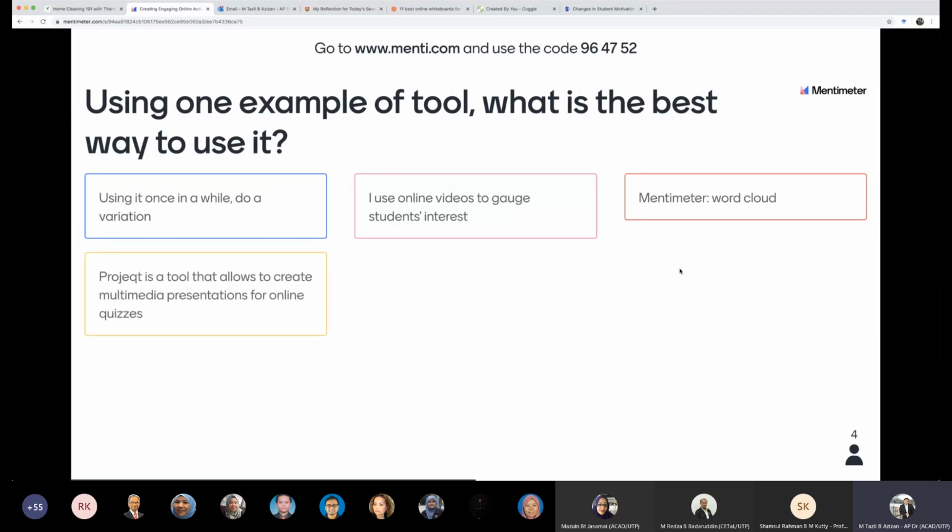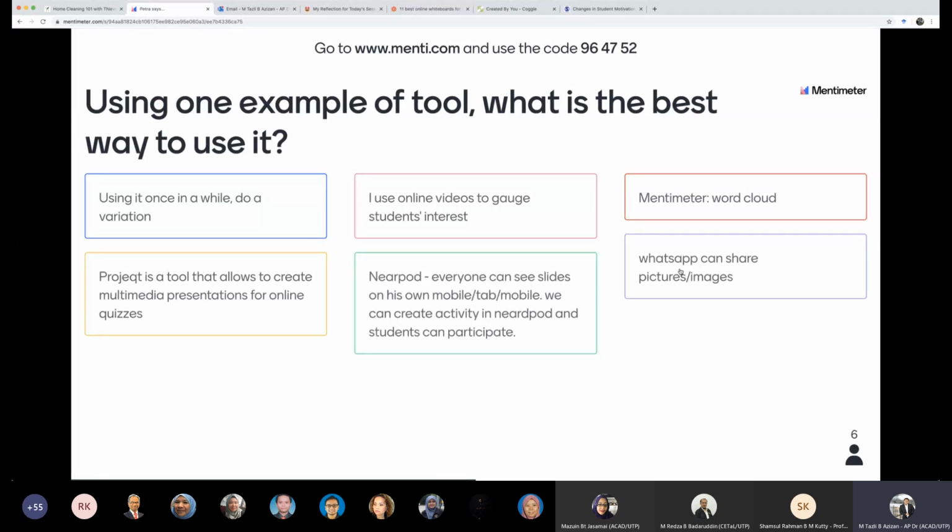I always use word cloud when I want to see how the students see things. For example, if the keyword is big, it means that many of the students responded to that. But at the same time, I also love to see the small keywords, which means that only one or two students used that particular keyword. And I always try to ask the students back, what do you understand with this particular keyword? Maybe only these few students understand it, but the majority of the students may miss it.